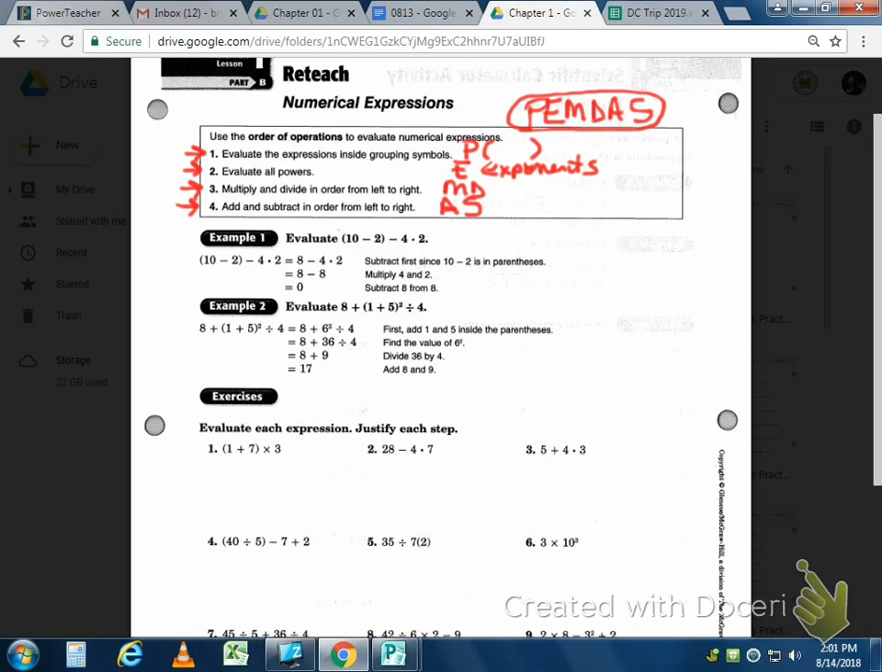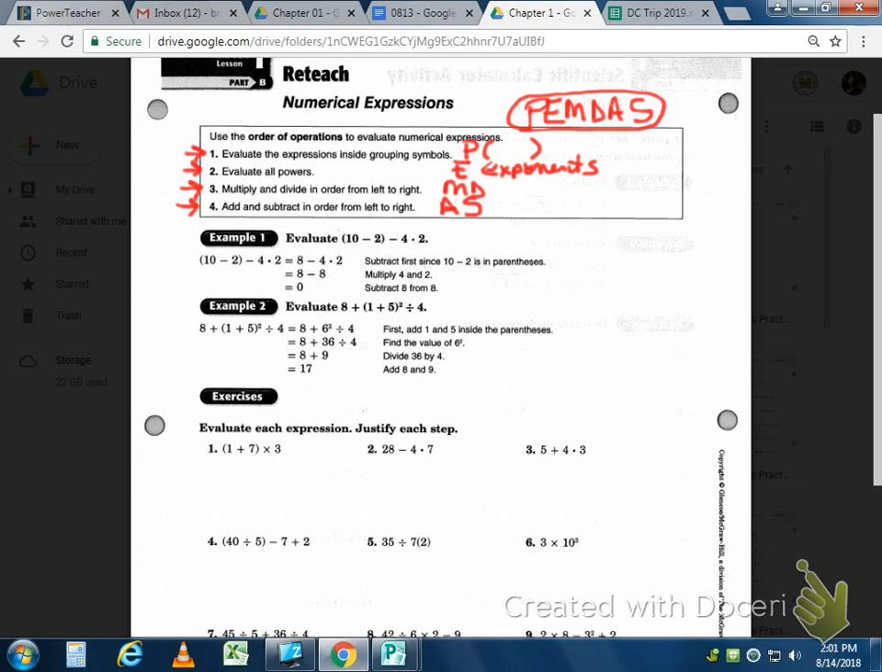If you notice, in this evaluate example 1, it's got 10 minus 2 in parentheses minus 4 times 2. Well, they do the parentheses first because they go to 8. Then they go to multiplication because they get another 8. So they do them in order from PEMDAS: parentheses, exponents, multiplication and division, addition and subtraction.